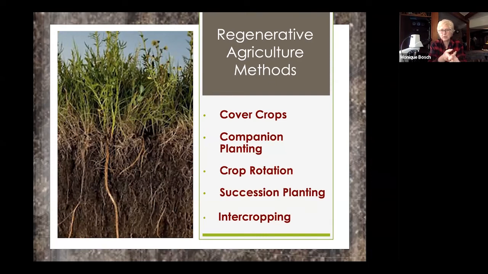Again, as much as you can have living as possible, always keep your soil covered. Never have bare soil, especially in the winter. Okay. All right. One of my favorite places in the world is Nepal.